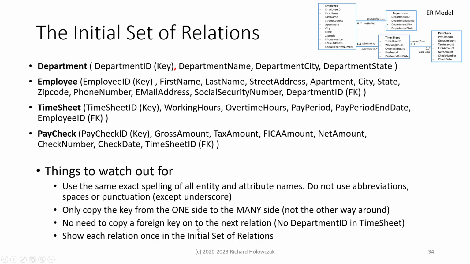There's no need to copy a foreign key onto the next relation. So once we've copied it once, we don't have to keep copying it to the next relation in the diagram. And finally, in our initial set of relations, just show each relation one time. You don't want to show 2 employees or 2 timesheets or 2 paychecks. We just show each relation once, and that finishes it.